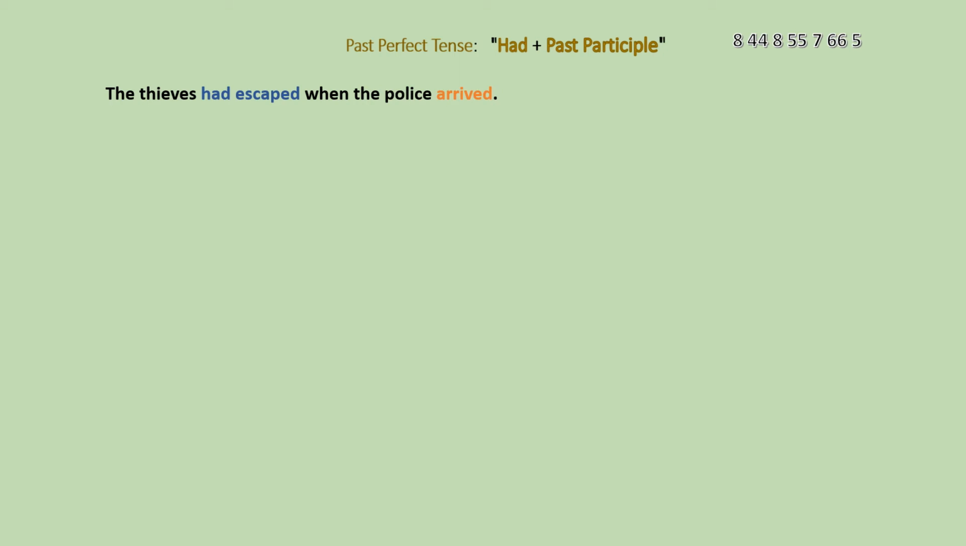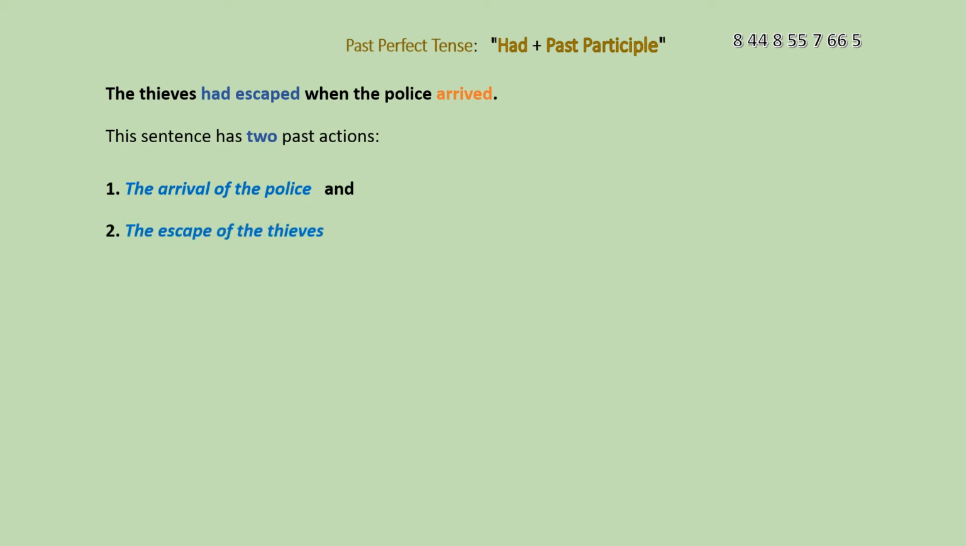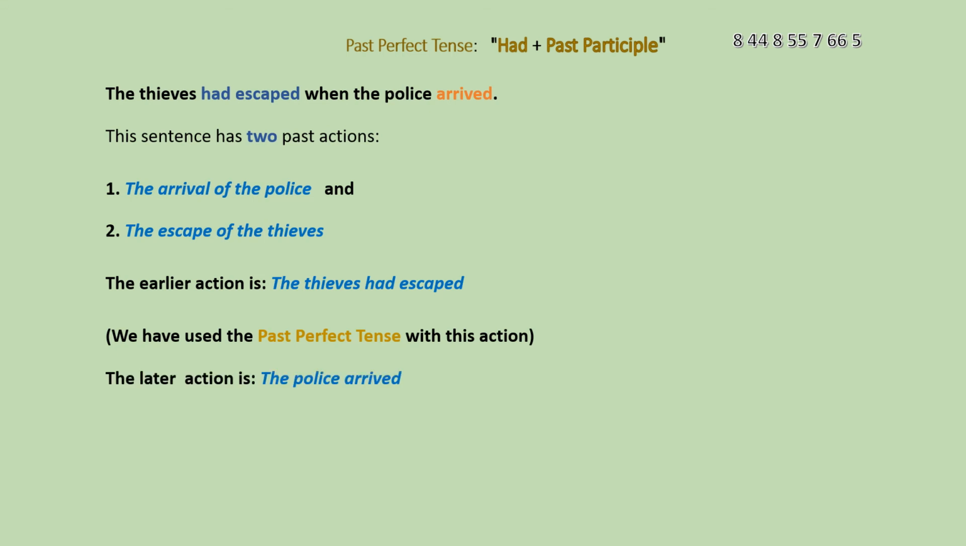For example, the thieves had escaped when the police arrived. This sentence has 2 past actions. 1. The arrival of the police. 2. The escape of the thieves. The earlier action is the thieves had escaped. We have used the past perfect tense with this action, and the later action is the police arrived. We have used the simple past tense with the later action.